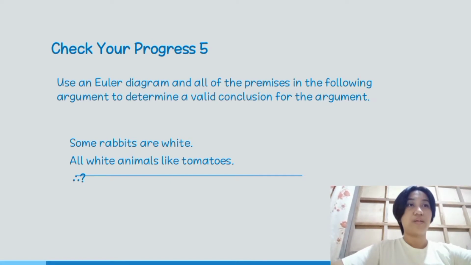So let's try for another one. Use an Euler diagram and all of the premises in the following argument to determine a valid conclusion for the argument. The first premise, some rabbits are white, and the second premise, all white animals like tomatoes. So we need to determine a valid conclusion for the argument.